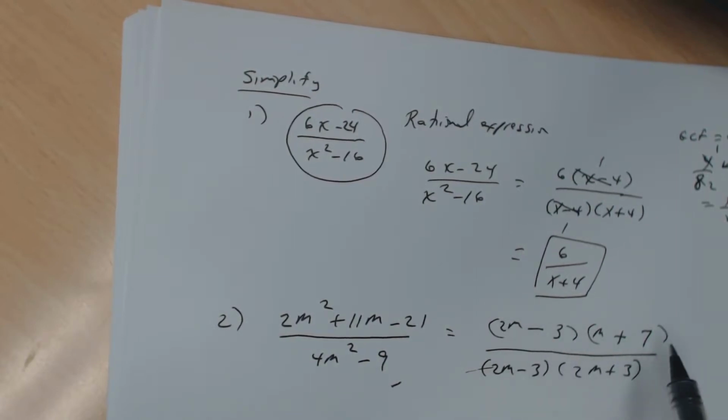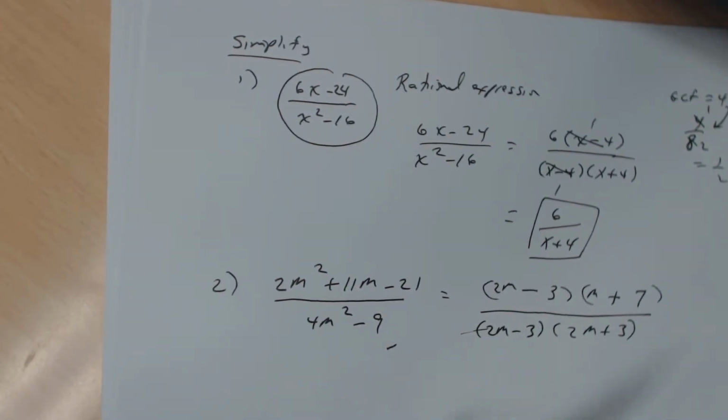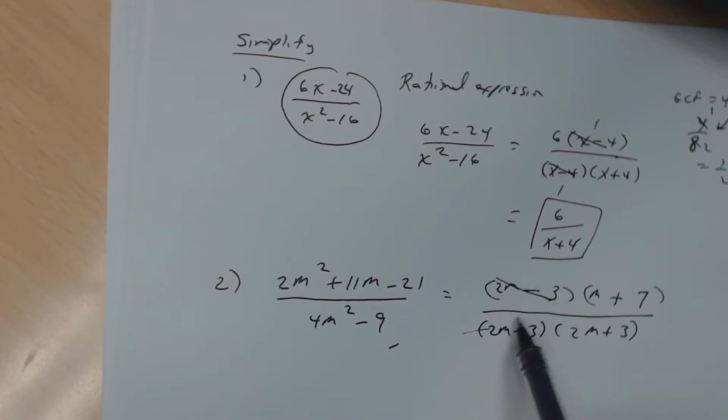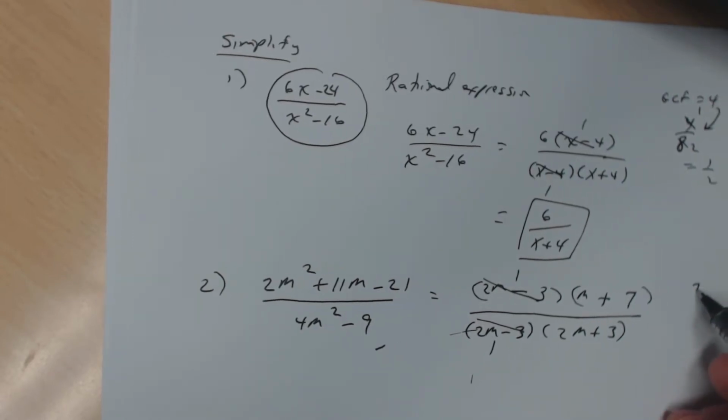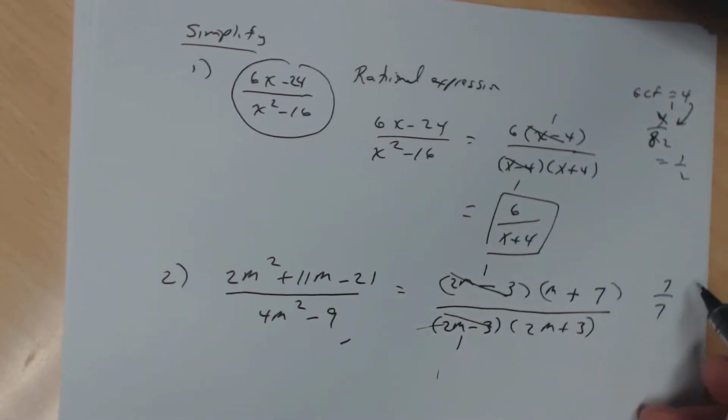So 2m minus 3 is a factor, m plus 7 is a factor, 2m minus 3 is a factor, 2m plus 3 is a factor. Remember, you want to divide out your common factors. So right away, I see that these two right here are in common. So when I divide them, I get ones in their places. Just like if you had, let's say, 7 divided by 7. So 7 divided by 7, you know, is 1.